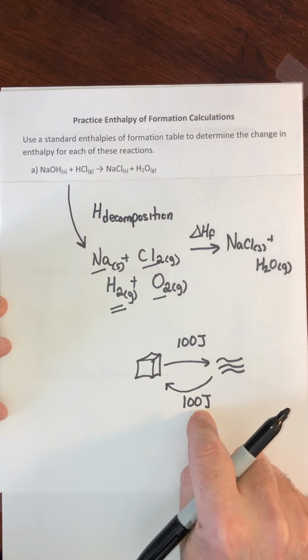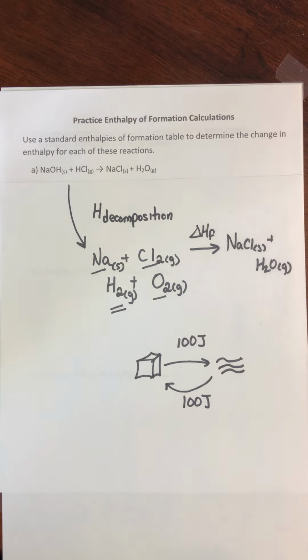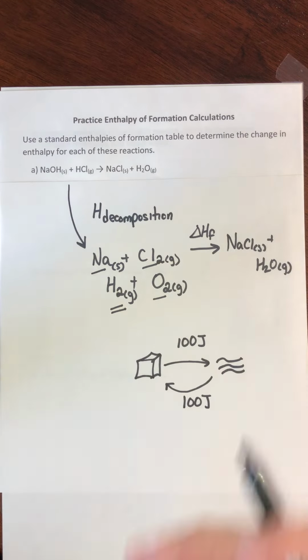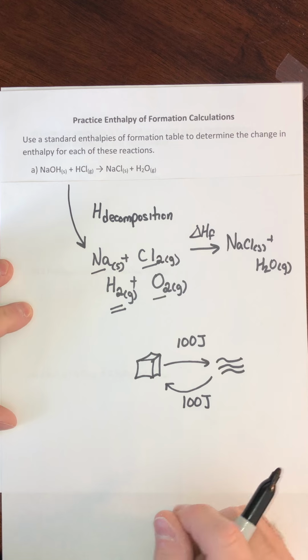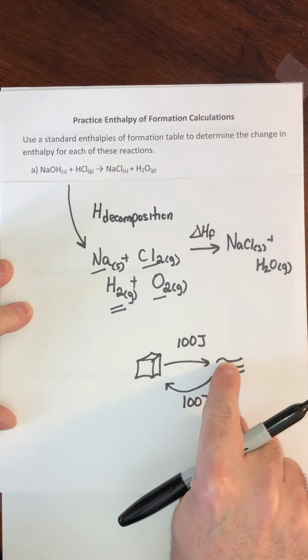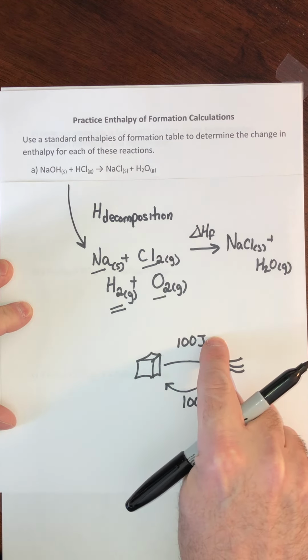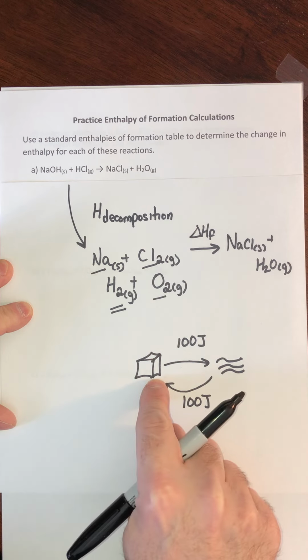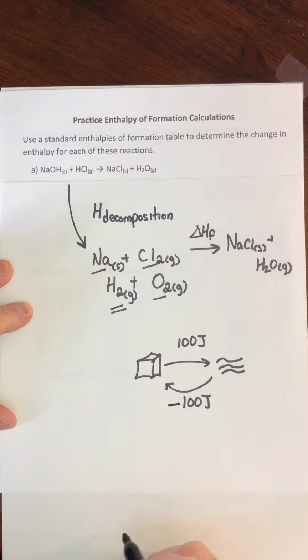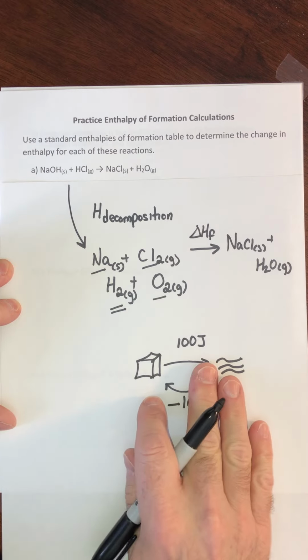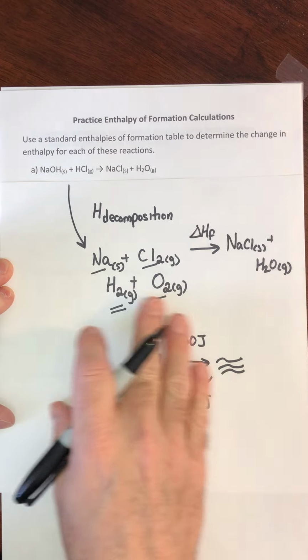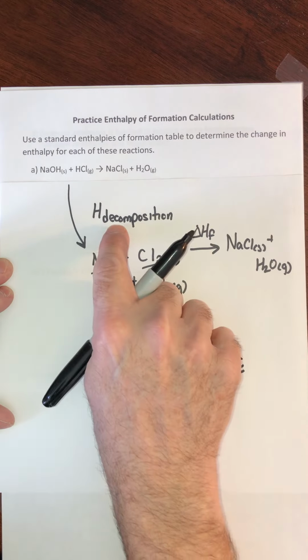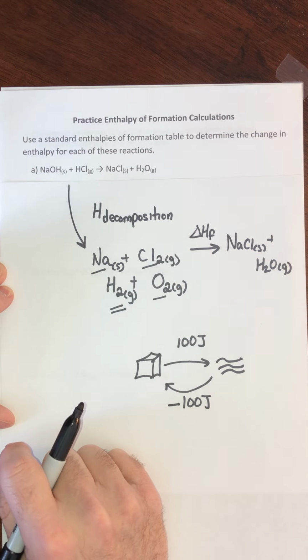Now, in the world of heat, we have to be able to keep track. I need to know, is the heat going in or is the heat coming out, right? So we tend to use positives and negatives. If I'm putting the heat in to melt the ice, that's a positive 100. But if I'm taking it out, it's a negative 100. Now the reason why that's important is because up here it's a similar situation. Formation and decomposition are opposites.